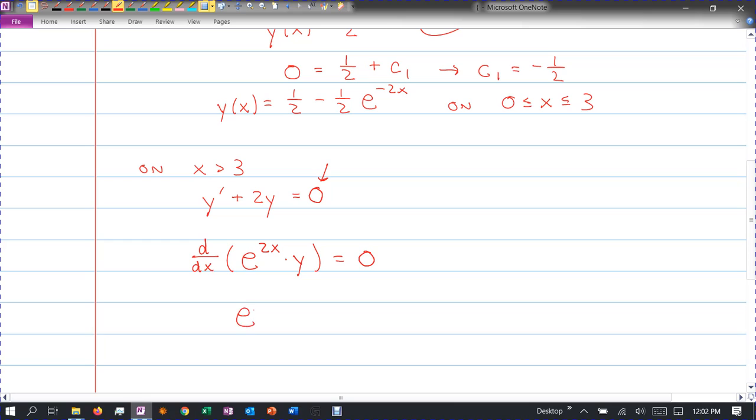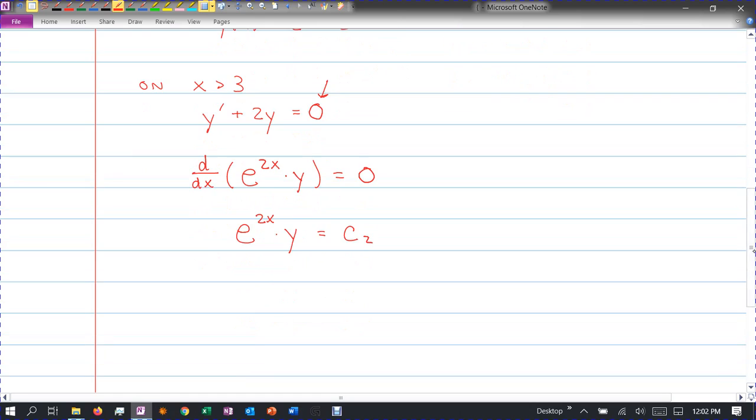And that means e to the 2x times y must equal, when we take the antiderivative of both sides, some other constant, c sub 2. So dividing through by e to the 2x, we get c sub 2 e to the negative 2x. Okay, so here's what we've got. I'll just say y is some function of x. The thing is, we cannot plug 0 into this because we're not looking on the interval that has 0 in it. We're only looking where x is bigger than 3.